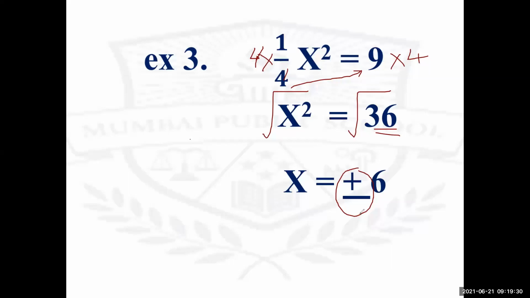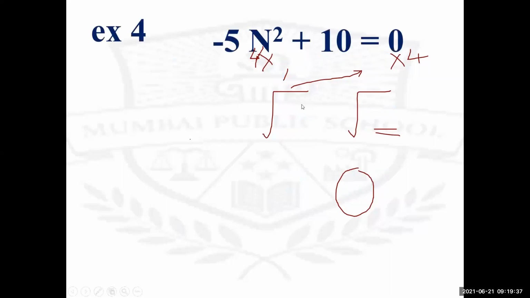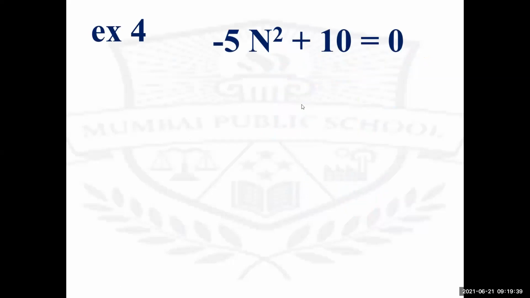Is this clear to all the students? Any doubts still here? Now check one more question. 5n square plus 10 equals 0.